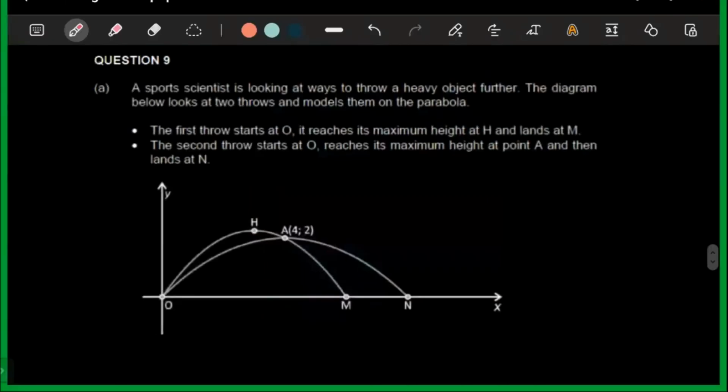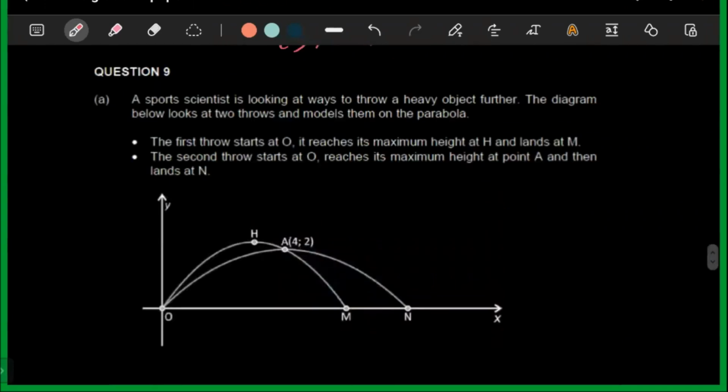Let's move on to question 9. Question 9 here says, a sports scientist is looking at ways to throw a heavy object further. The diagram below shows the two throws and models them on a parabola. Says the first throw starts at O, it reaches a maximum height of H and ends at M.